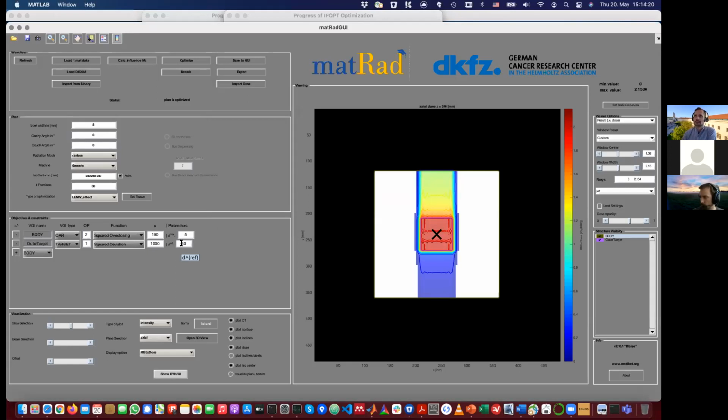But what's the difference now? So in the background, we were switching the tissue and we're changing basically the biology. But the RBE weighted dose is the same, right? So the optimizer took care of that. But now the interesting part is when we look at the physical dose.